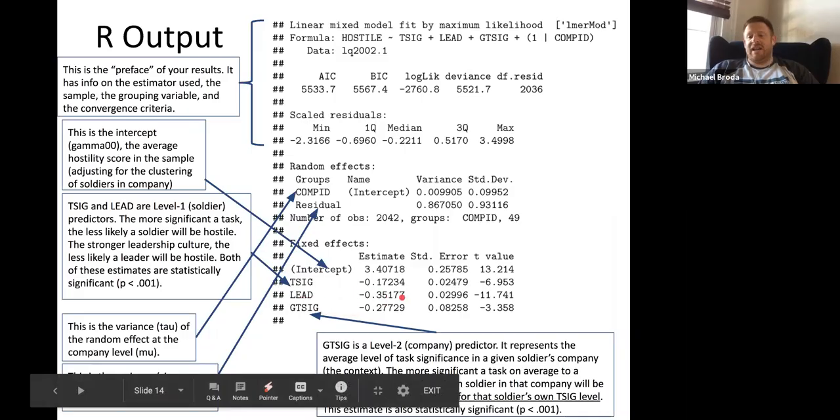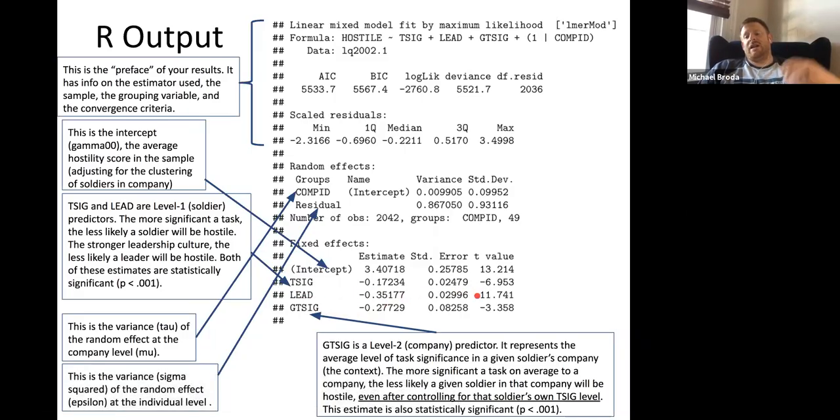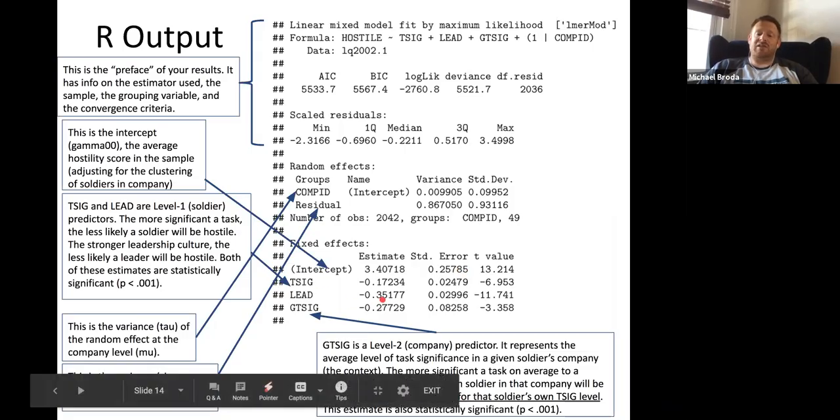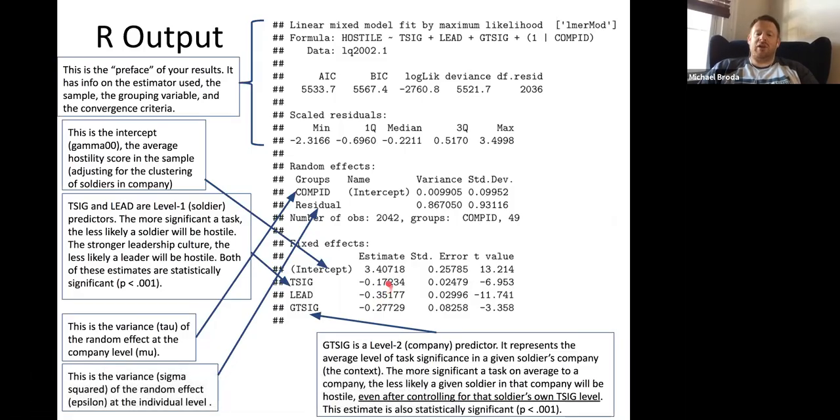Leadership also has a negative relationship to hostility. So as an individual's perception of the quality of the leadership that they are receiving increases, we would predict that their hostility will also decrease, which is a good thing. So those are individual level predictors. And keep in mind also the notion of statistical control. One is sort of controlling for the other. So when they're both in the model together, we have to say, when controlling for task significance, this is the estimate for leadership.